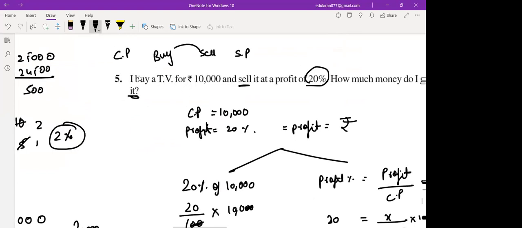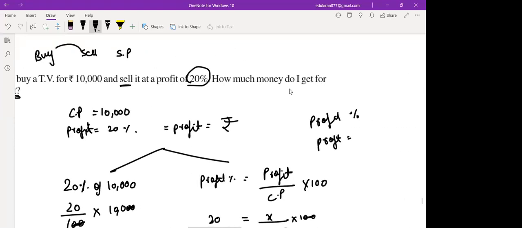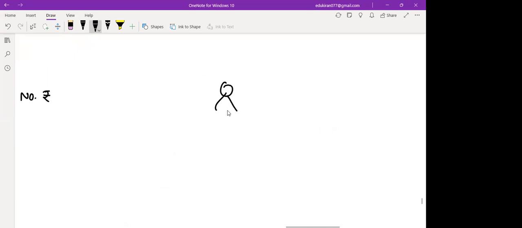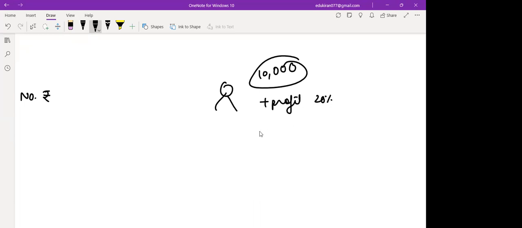The question was that, for example, you buy a TV for 10,000 rupees and sell it at a profit of 20%. How much money do you get for it? So, for example, this is a shopkeeper. He bought it for 10,000 rupees, and then he made a profit of 20%. Then you have to tell how much money the shopkeeper gets. That means the selling price.